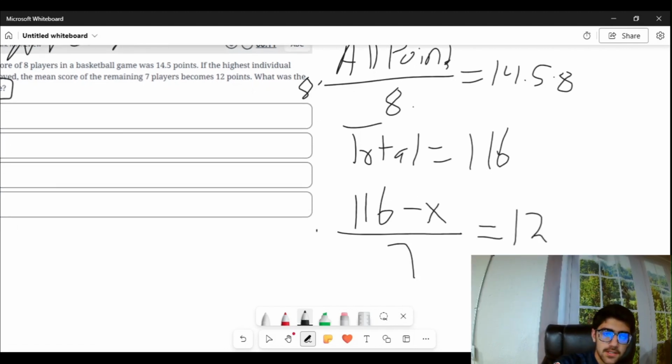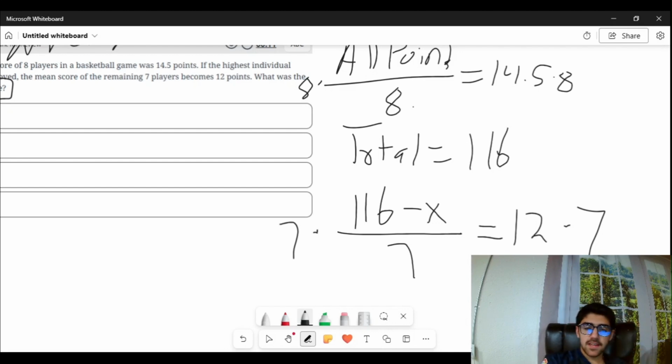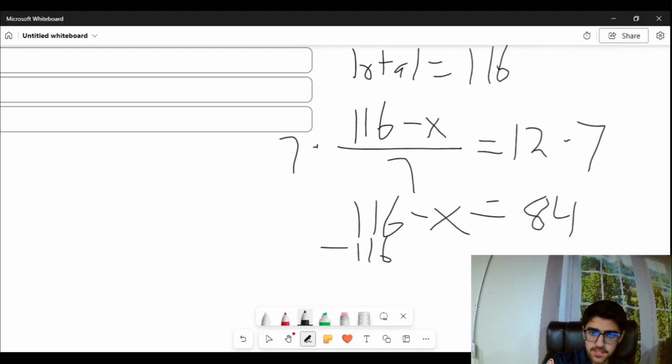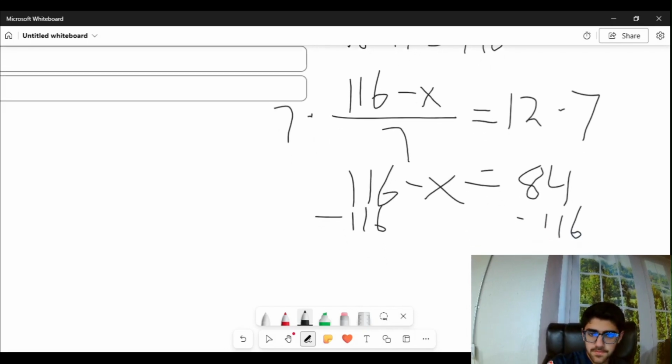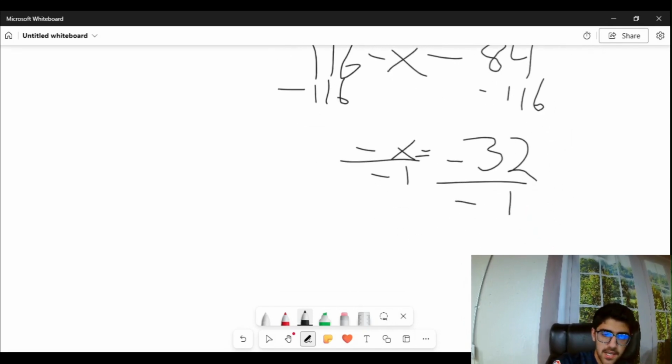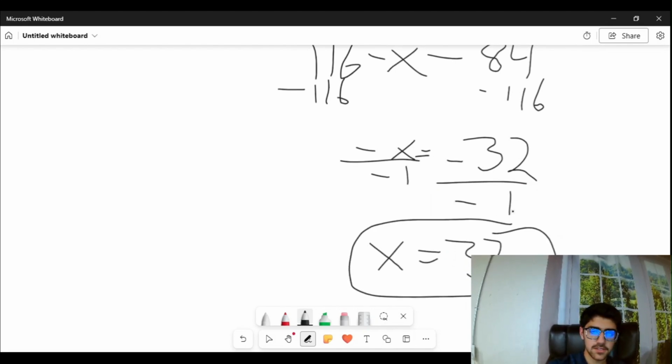So continuing on, you solve for x. Let's start by isolating the term. Multiply both sides by 7. You get 12 times 7, which is 84. 84 is equal to 116 minus x. Subtract 116 from both sides. You get negative 32 actually, because 84 minus 116. And that is equal to negative x. And then as expected, you should get a positive number. If you got a negative number, you probably made a small mistake. But then you get x equals 32 points. So the highest score is 32 based on that.